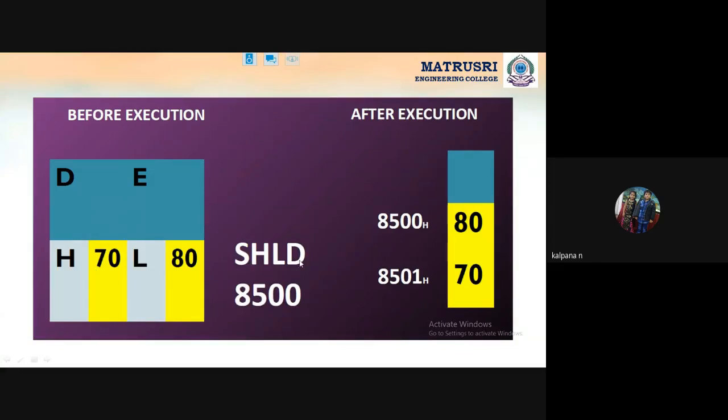Understand? SHLD, store HL register. The data present in the HL register is stored into this address location. Here, only HL can be used. We cannot use another register pair like DE or BC. This is specifically for the HL register only. If you want to move any data from the HL register to any memory location, compulsorily we need to use this instruction only.